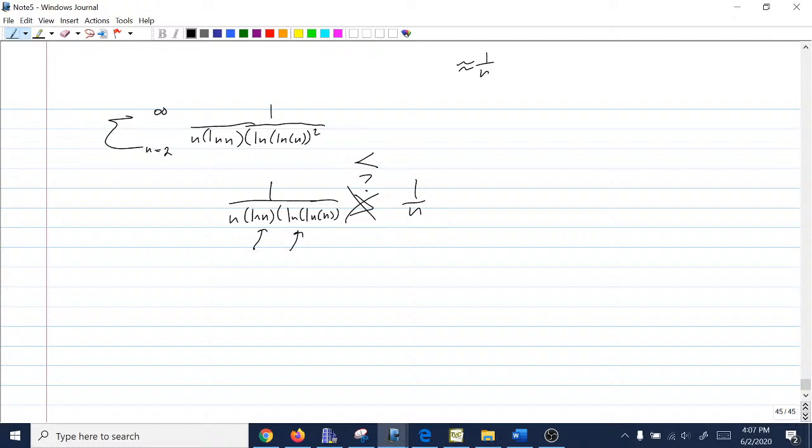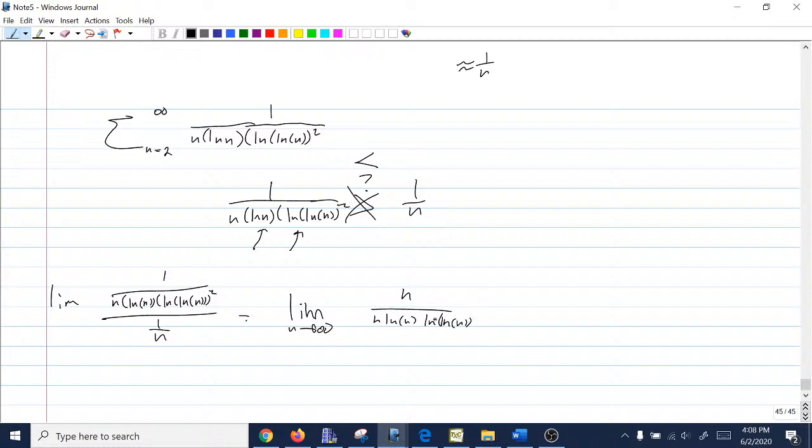Often when direct comparison doesn't work, we try limit comparison. Let's try the limit of 1 over n log n, log log n, over 1 over n. This is the limit as n goes to infinity of n over n log n, oh, I missed the squared on these, log log n squared. The n's cancel. We get the limit of 1 over log n, log log n squared.